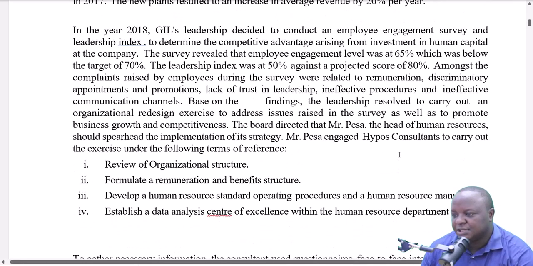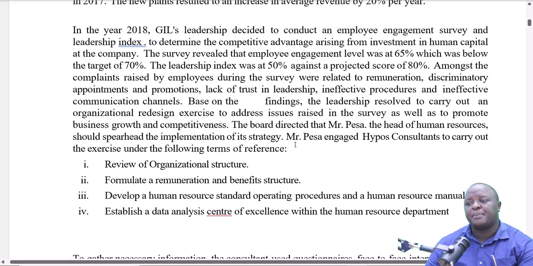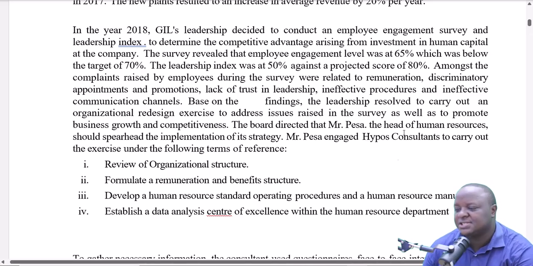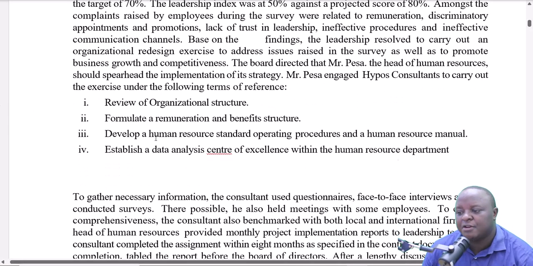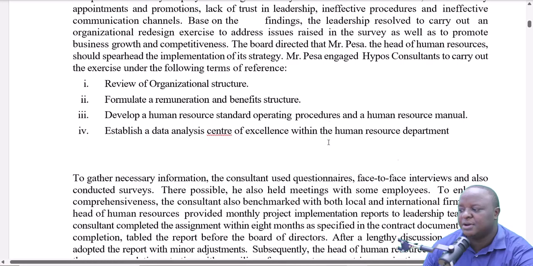Yeah, the statement is here that the board directed that Mr. Pesa, the head of human resource, should spearhead the implementation of its strategy. Mr. Pesa engaged HIPO's consultants to carry out the exercise under the following terms of reference. First, review the organizational structure. Then second, formulate a remuneration and benefits structure. Then third, develop human resource standard operating procedures and a human resource manual. And then fourth, establish a data analysis center of excellence within the human resource department.